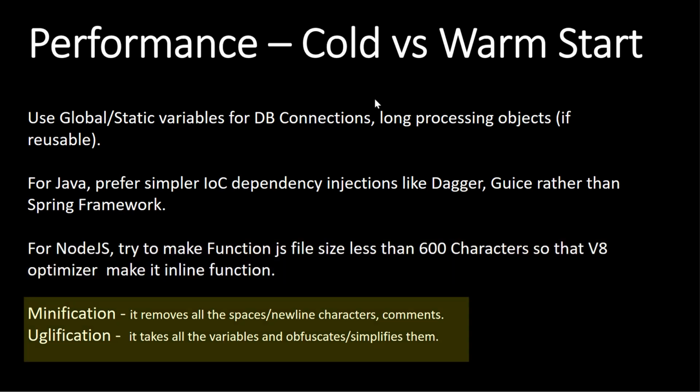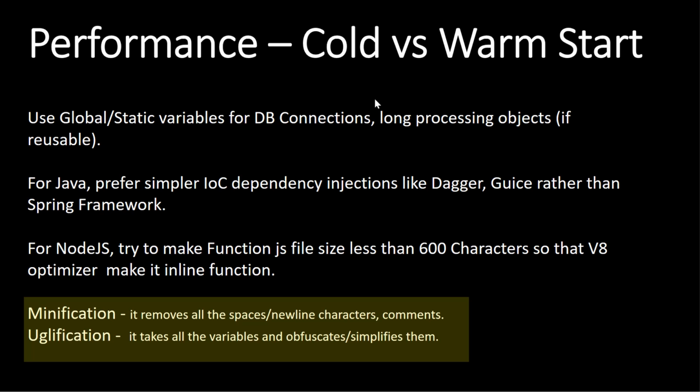Next one is about minification and uglification. These are terms generally used in UI web-based applications, where we try to reduce the size of static files, especially the JS and CSS files, because that helps to load them faster on the browser. But now this particular feature is used more in Lambda also, in function-based programming also, because you are using programming languages like Node.js. So what minification basically does is it removes all the spaces, new line characters and comments. So it will reduce the size of your code.